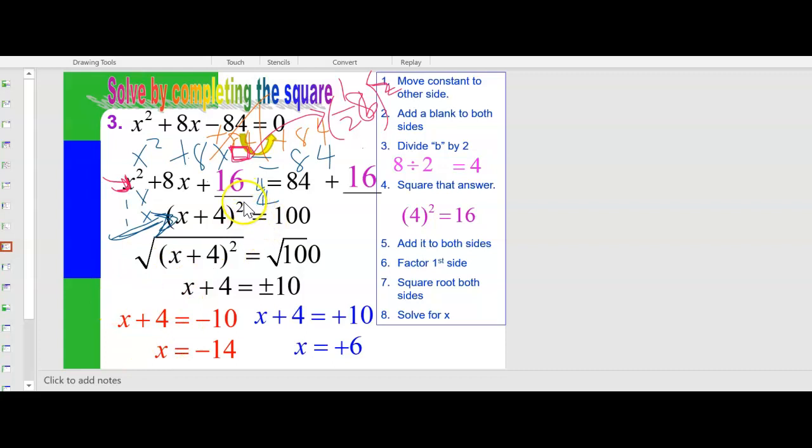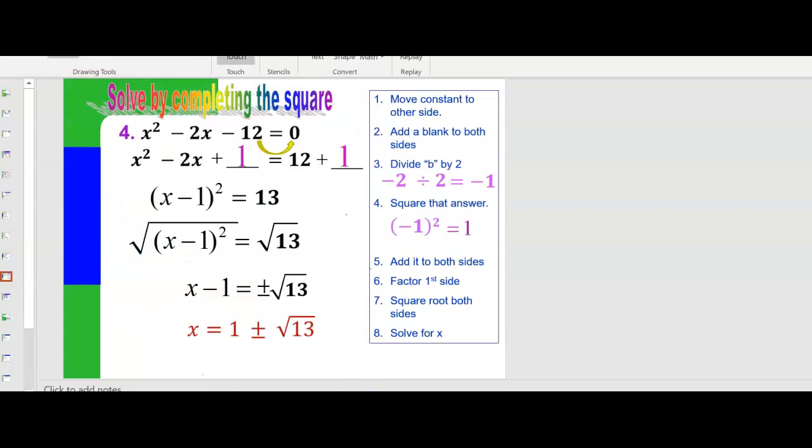So get rid of the square by giving both sides a square root. So square root and square kill each other. You take x plus 4 out, equals 100 is 10 times 10, so it's 10, positive, negative. And turn it into two little equations and keep solving. And you have your two solutions.